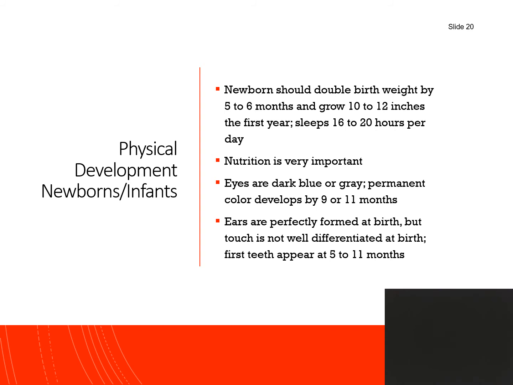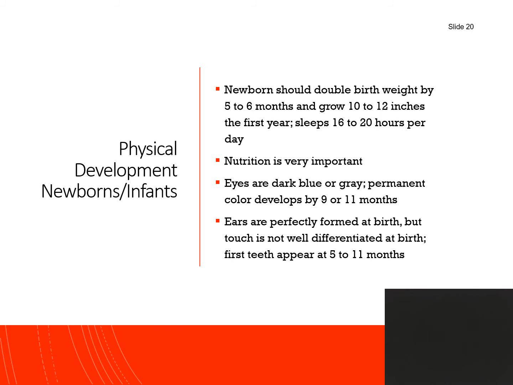The second category is small for gestational age babies. These infants have a weight below the 10th percentile for their gestational age, and this means that only 10% of babies the same age as them will weigh less than they do. All babies should double their birth weight at 5 or 6 months of age and then triple it by 1 year. They should also grow about half to 1 inch per month during the first 6 months of their life and about 3/8 an inch per month over the next 6 to 12 months.